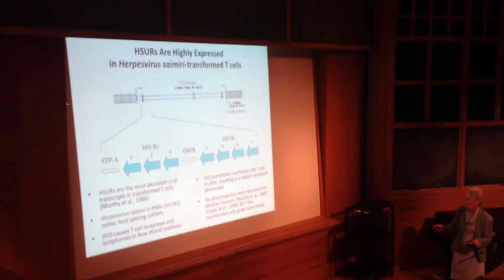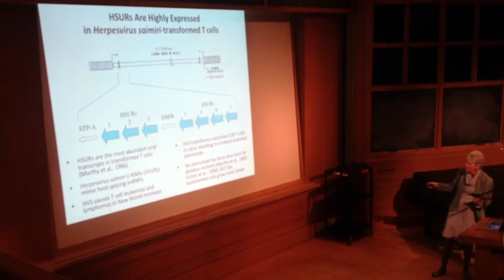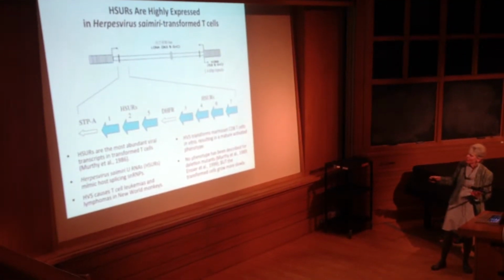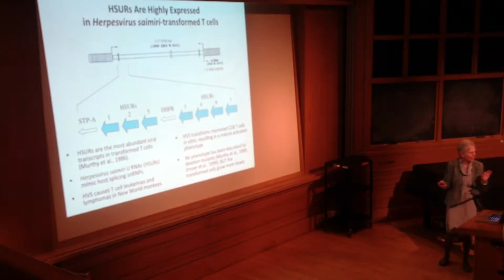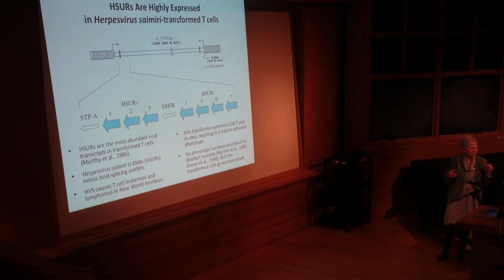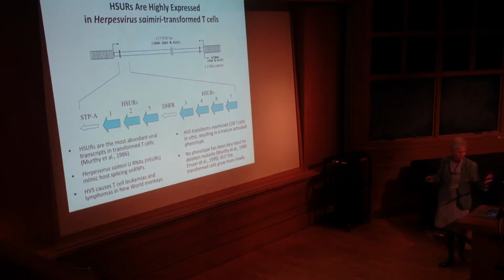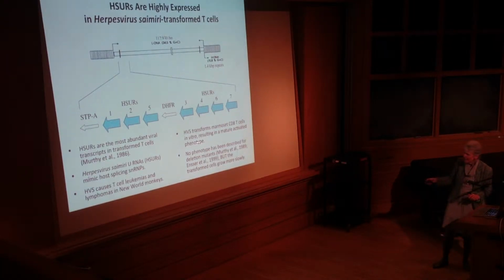This is just a picture of the genome and its repeated sequences. And these abundant transcripts are called HSURs, which stands for herpesvirus saimiri U RNAs. And they're named that because, as you'll see in a minute, they look just like the U RNAs that are in our spliceosomes. So there are 7 of these, and as I already told you, they're the most abundant viral transcripts. I'll show you this in a moment, that they look just like splicing snRNAs.